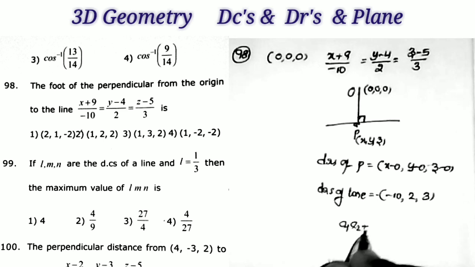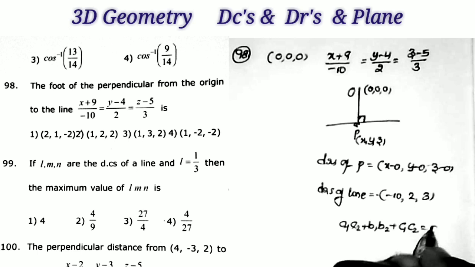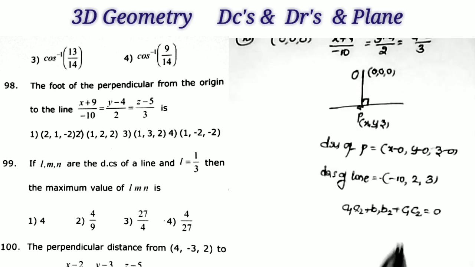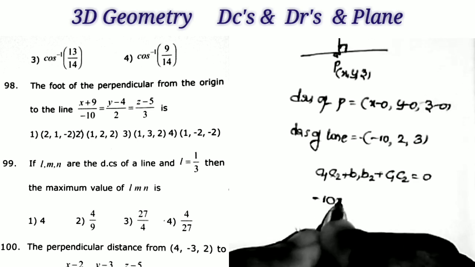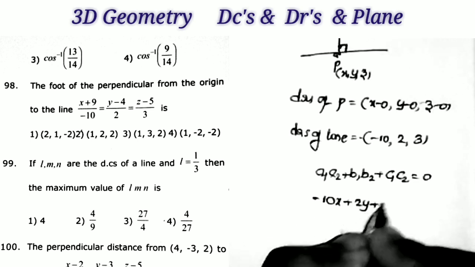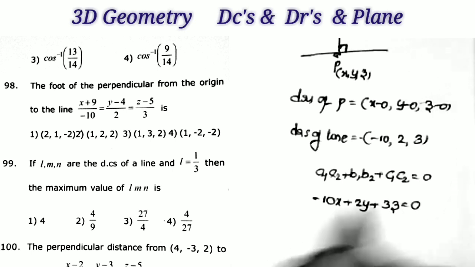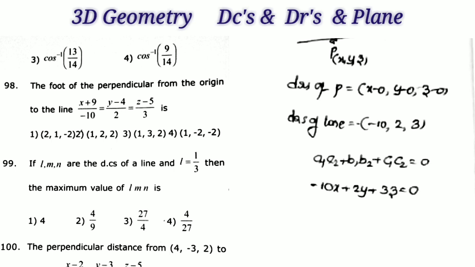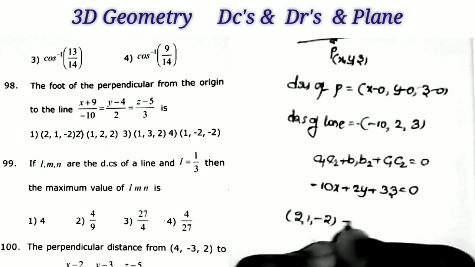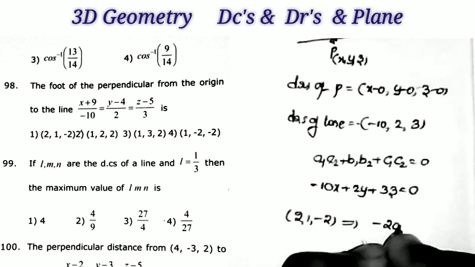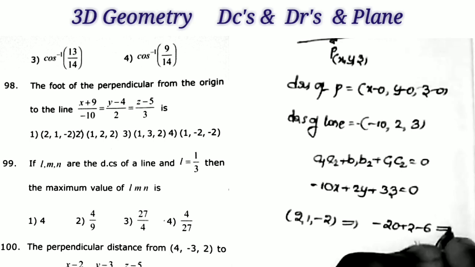Now what is the condition for perpendicular lines? A1 A2 plus B1 B2 plus C1 C2 is equal to 0. That is, these are A1 B1 C1, these are A2 B2 C2. That is minus 10x plus 2y plus 3z is equal to 0. Okay. Now we are verifying the options in this equation. Understand? So first we take the first option. What is the first option? 2, 1, minus 2. Now substituting this value here, minus 20 plus 2 minus 6, which is not equal to 0.